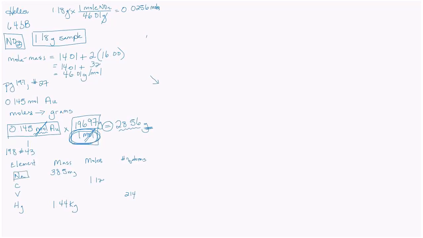They want us to find how many moles and the number of atoms given the mass of 38.5 milligrams. Now, first thing we have to do is take that 38.5 milligrams and convert it to grams, because when we do mole calculations, it's always based on the gram. So we multiply by a conversion factor, and the conversion factor has to have grams on top and milligrams on the bottom in order to cancel out the milligrams.